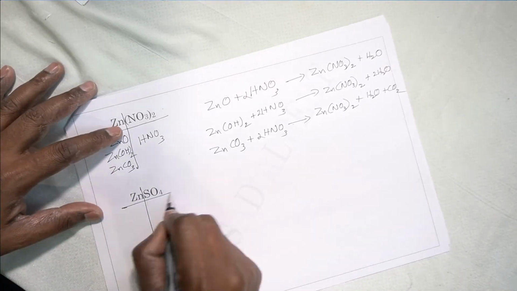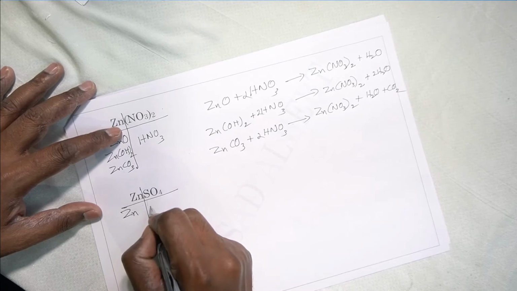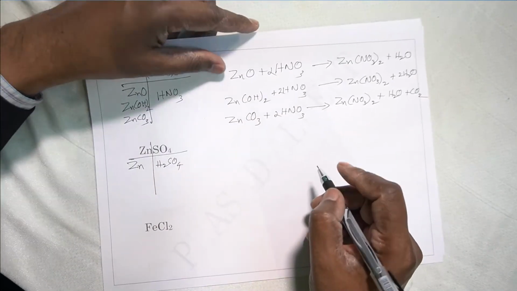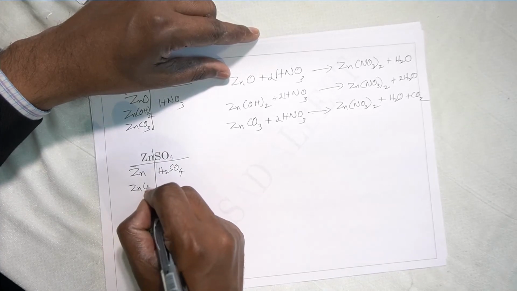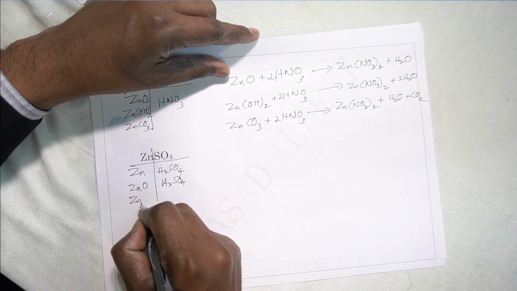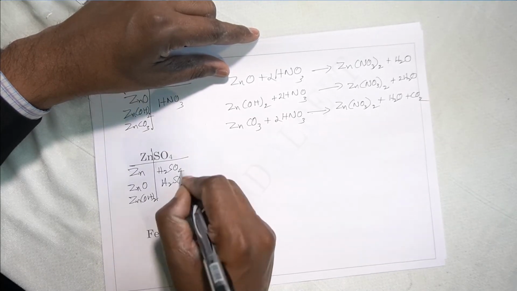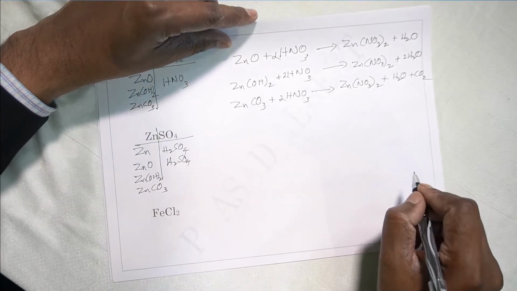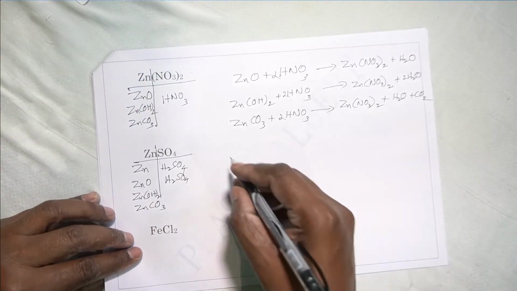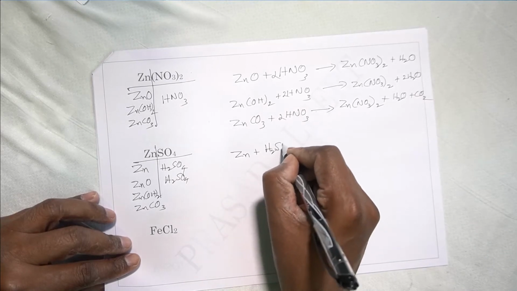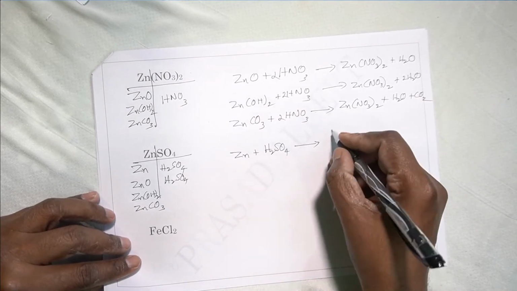Here we have 4 options: metal plus acid, metal oxide plus acid, metal hydroxide plus acid, and metal carbonate, zinc carbonate plus acid, right? 4 equations possible. So we have Zn plus H2SO4. So for the first reaction, what do you have?